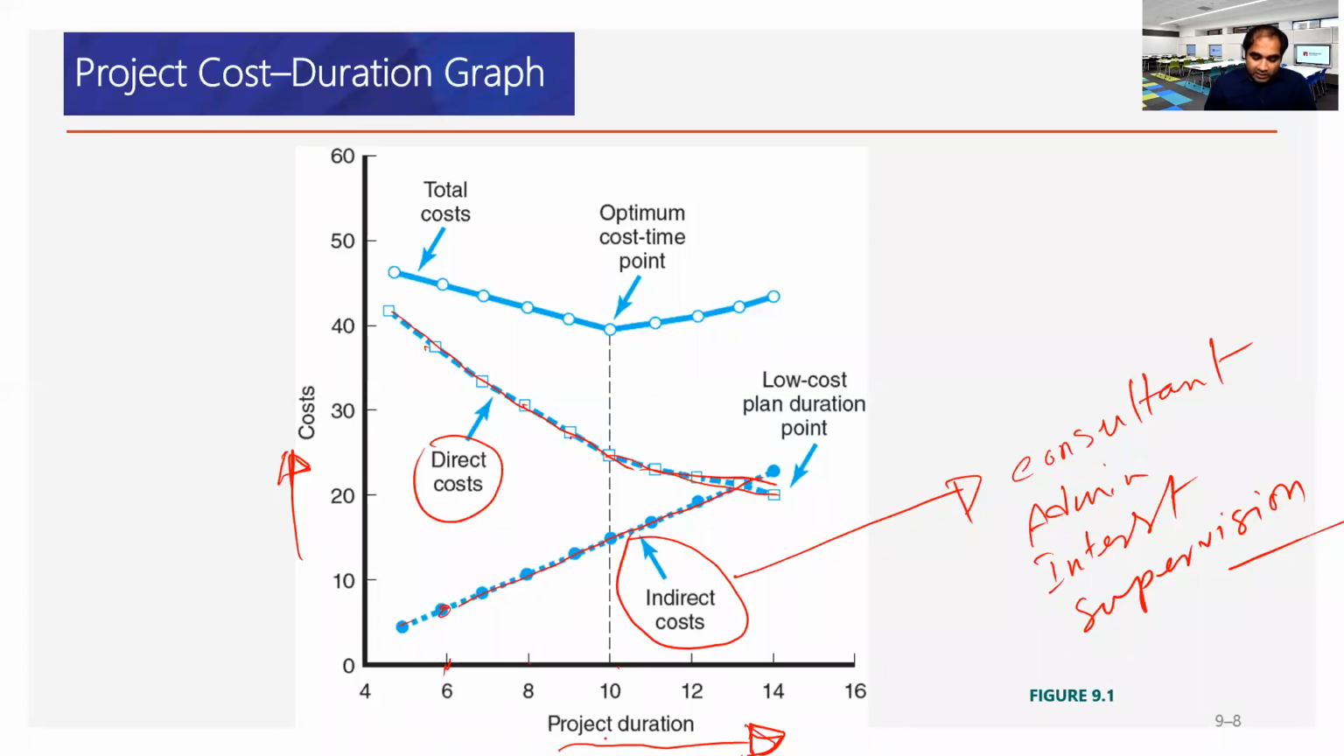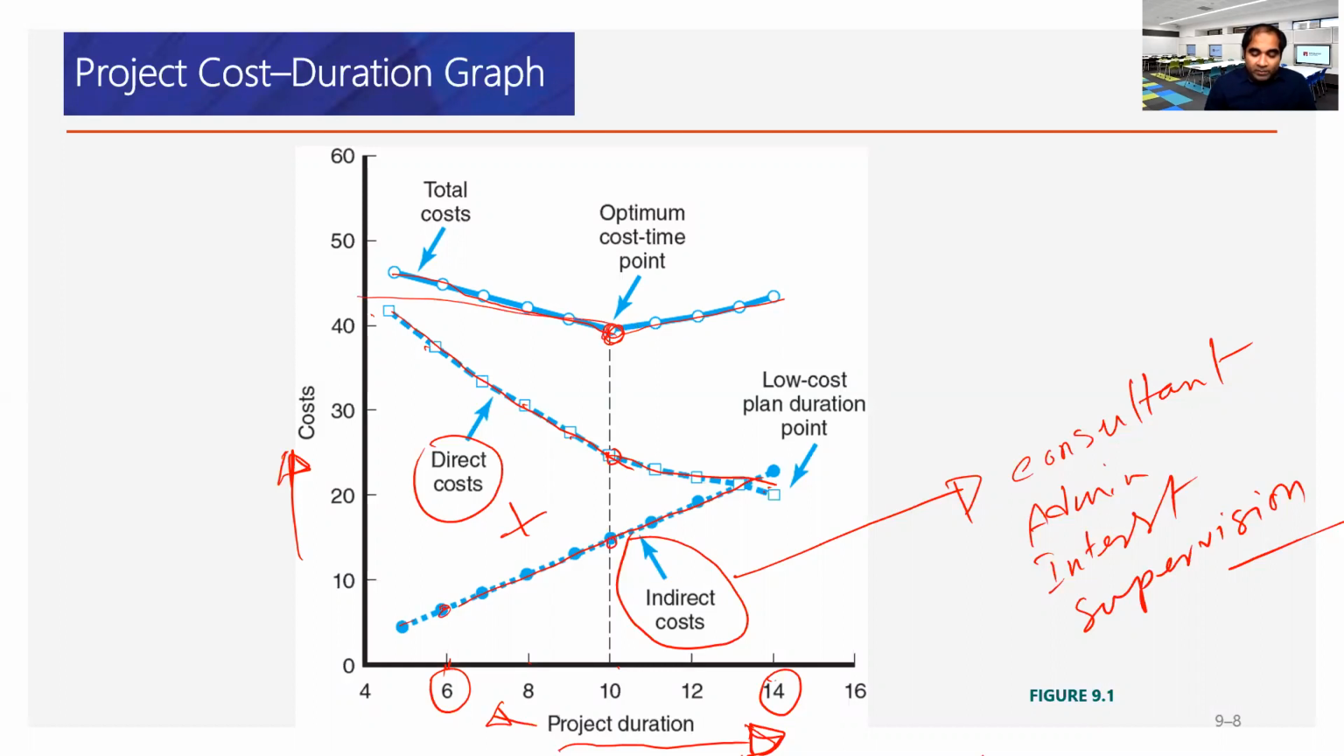If you crash the project duration, if you reduce it from 14 days to 6 days, the direct cost will increase from 20 to 40, almost double. Okay, so that means we need to look into the total cost that includes the direct cost. So if you have a total cost graph from here, there is a minimum for every project, which is a combination of direct and indirect cost, and this is the total project cost.